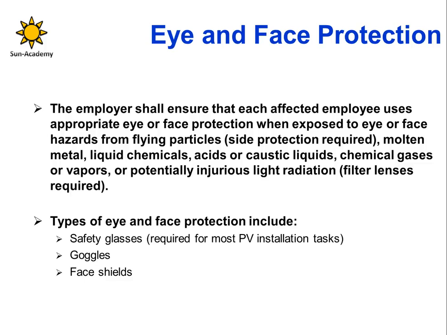Eye and face protection. The employer shall ensure that each affected employee uses appropriate eye or face protection when exposed to eye or face hazards from flying particles. Side protection is always required. Other hazards include molten metals, liquid chemicals, acids or caustic liquids, chemical gases or vapors, or potentially injurious light radiation. Types of eye and face protection include safety glasses, goggles, and face shields.